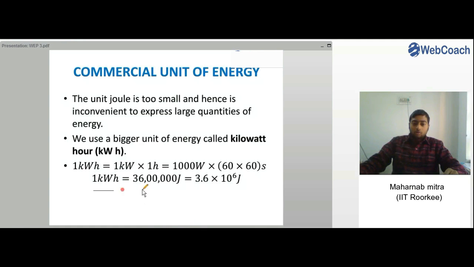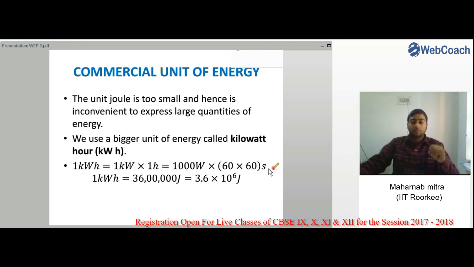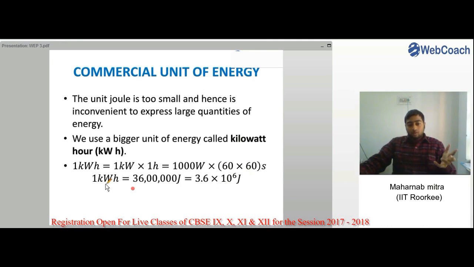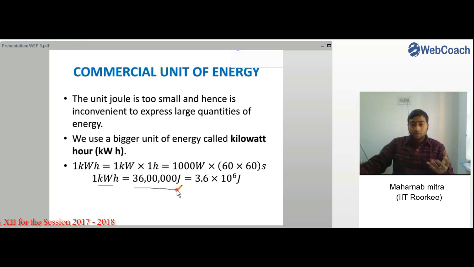And if we work it out, we will get 1 kilowatt hour equals to 36 lakh joules. You can see how big this 1 kilowatt hour is. And in a scientific form, we can write 3.6 into 10 to the power 6 joules. This is a shorthand notation or the scientific notation we use. So you can see 1 kilowatt hour is a very big unit, which is 36 lakh joules, right? So I think you can imagine how small 1 joule of work is compared to 1 kilowatt hour of work.